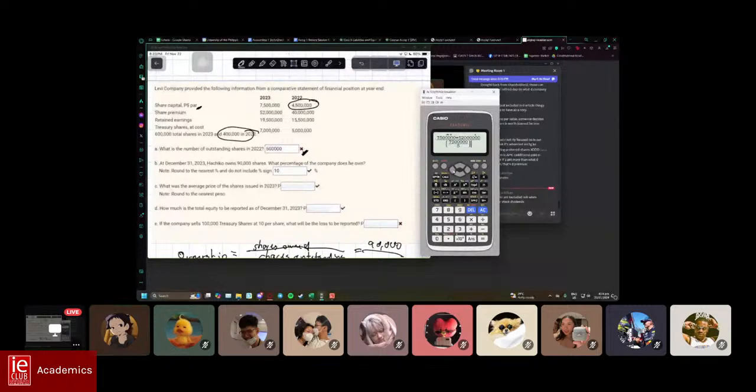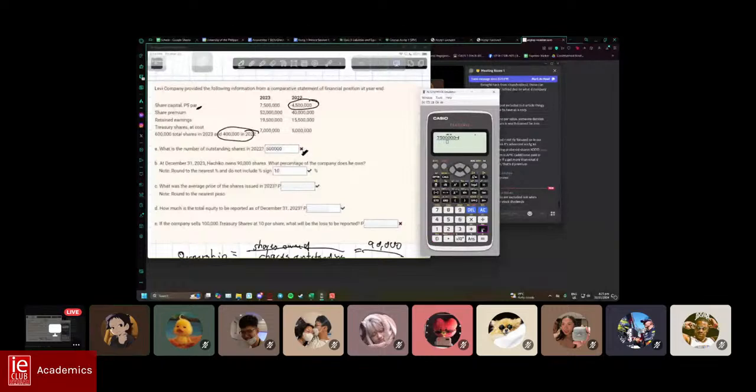My bad. Not issued shares. So issued in 2023 means it should have really been issued in 2023. So we're going to have to subtract the price of shares issued in 2022.